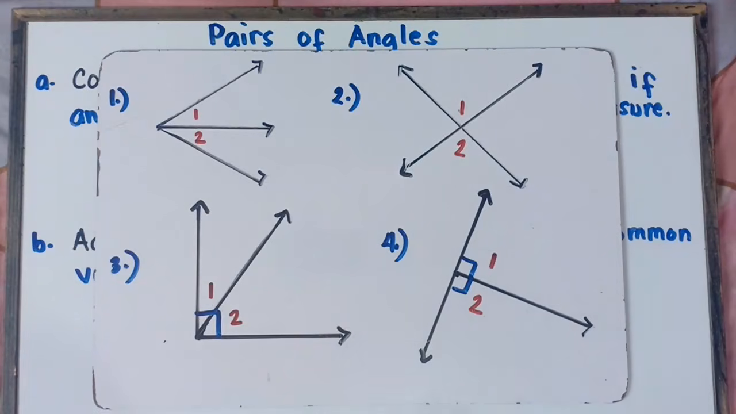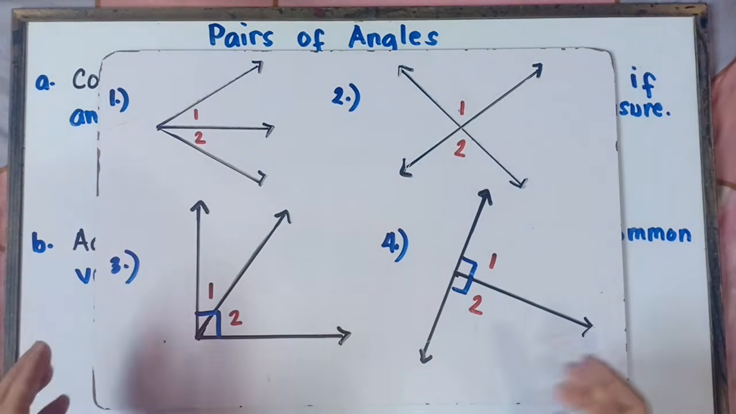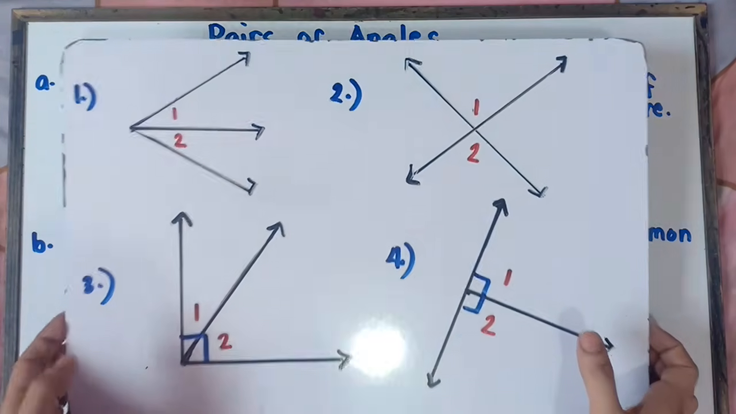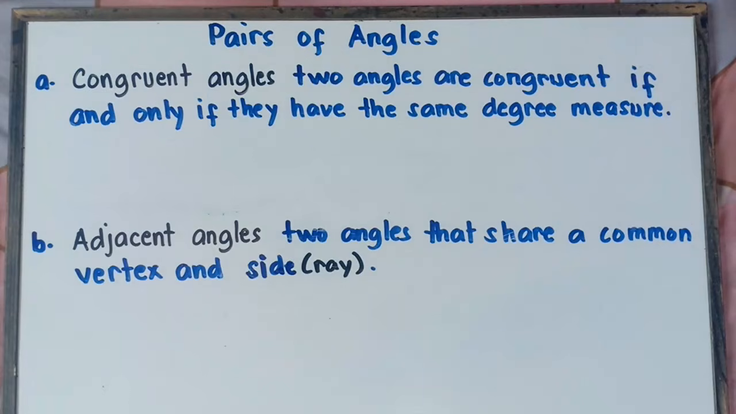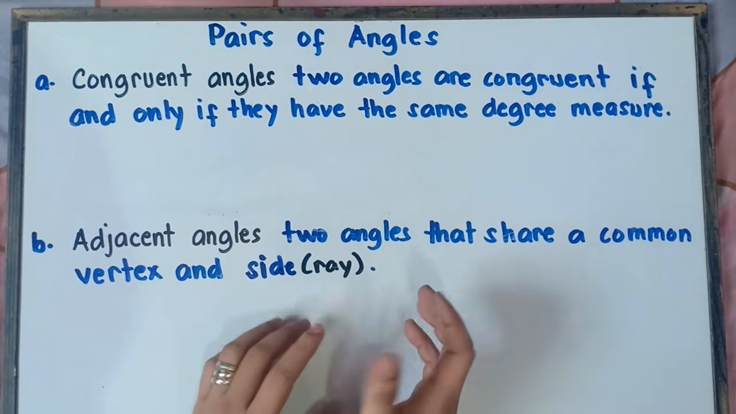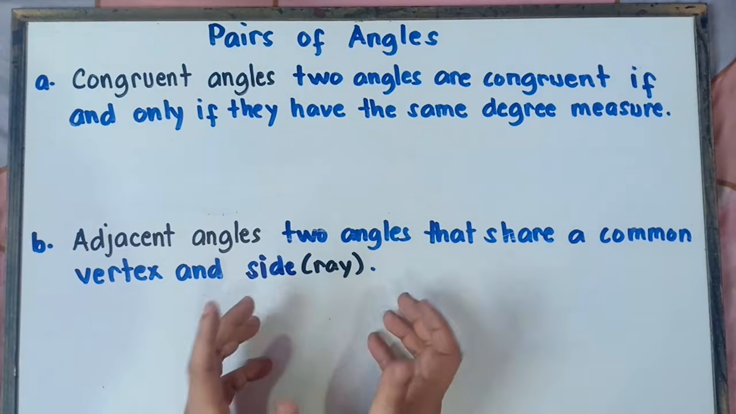Alright, so let's focus first on this given example, but before that we need to understand more with regards to the pairs of angles. Let's start with our first example, that would be congruent angles. Congruent angles: two angles are congruent if and only if they have the same degree measure.